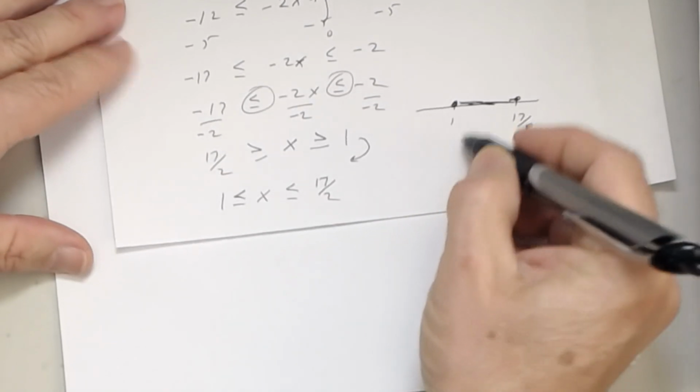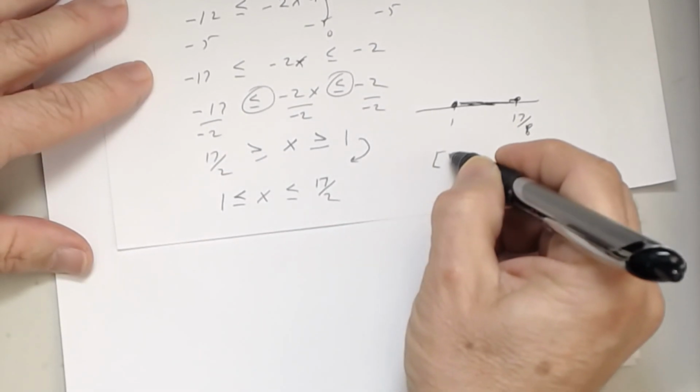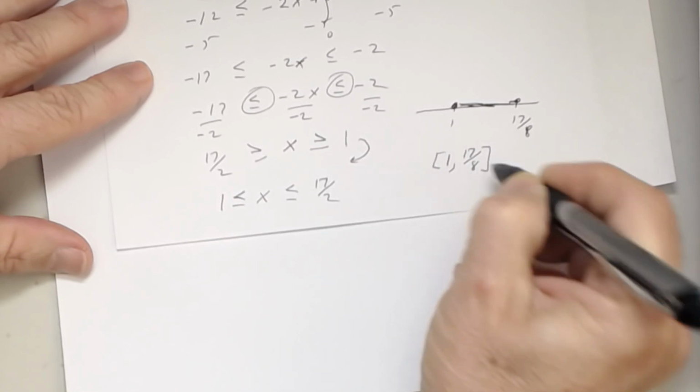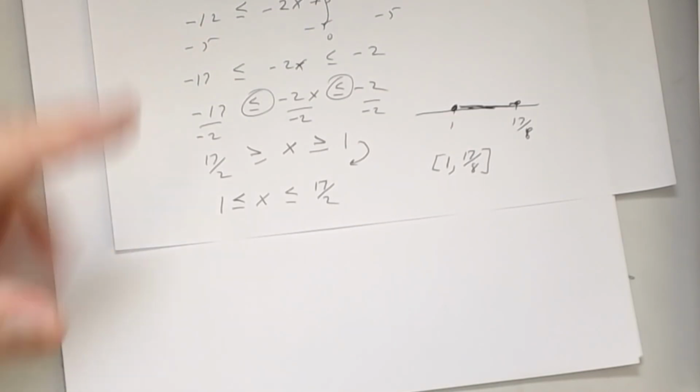What's the interval notation? Bracket 1, comma, 17/2 with a bracket. Okay? That's all that is. That's all you have to do. Let's do another one like this. Let's do 68. So 68.